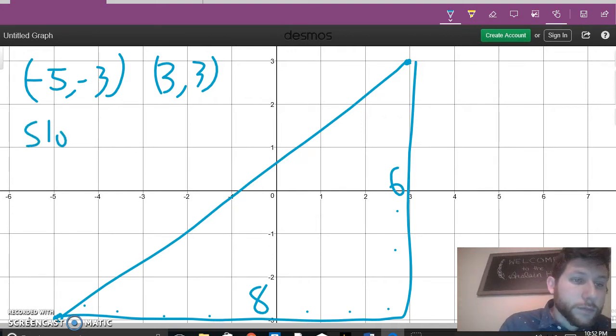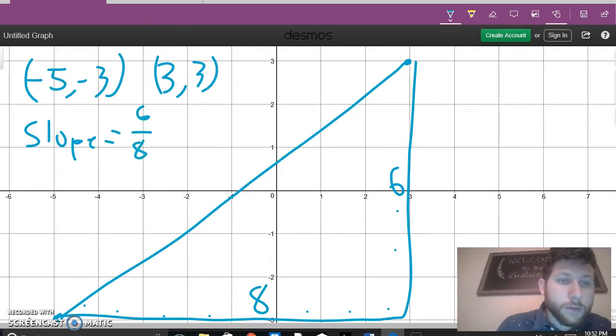Slope is 6/8, right? Rise over run. And so that would be equal to 3/4. Okay, so there's your first one.